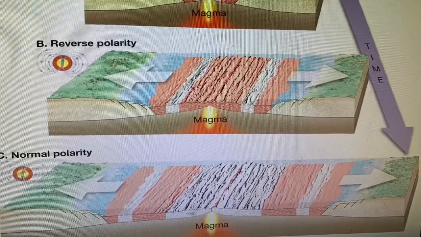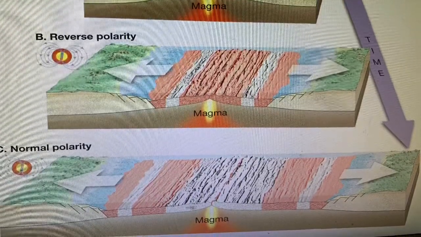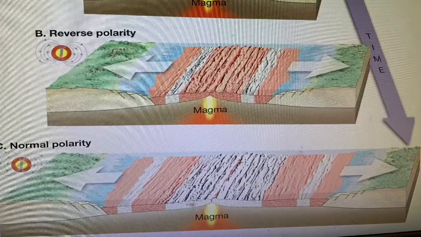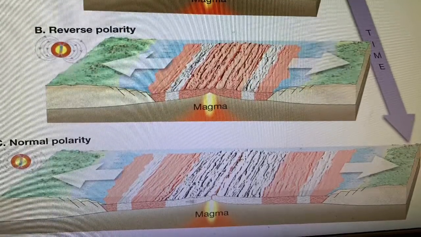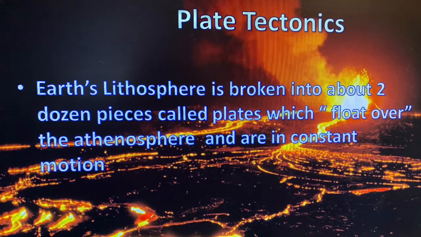So if you look at the picture in front of you right now, the white would represent when the pole is located normally, the red is when it's reversed, and we can see how it constantly just changes over and over and over again. And so all of this evidence has helped us push towards the theory of plate tectonics.